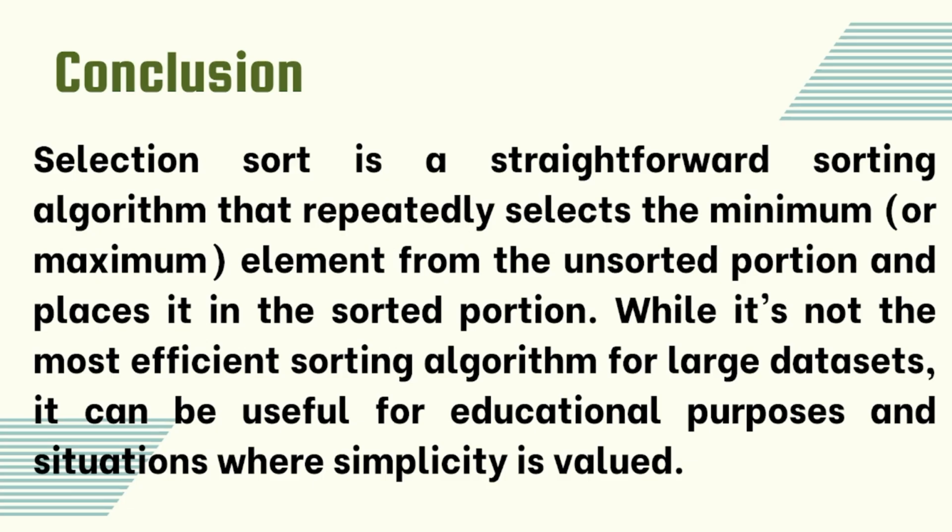So, in conclusion, selection sort is a straightforward sorting algorithm that repeatedly selects the minimum or maximum element from the unsorted portion and places it in the sorted portion. While it's not the most efficient sorting algorithm for large datasets, it can be useful for educational purposes and situations where simplicity is valued. So selection sort is only for small datasets. Thank you.